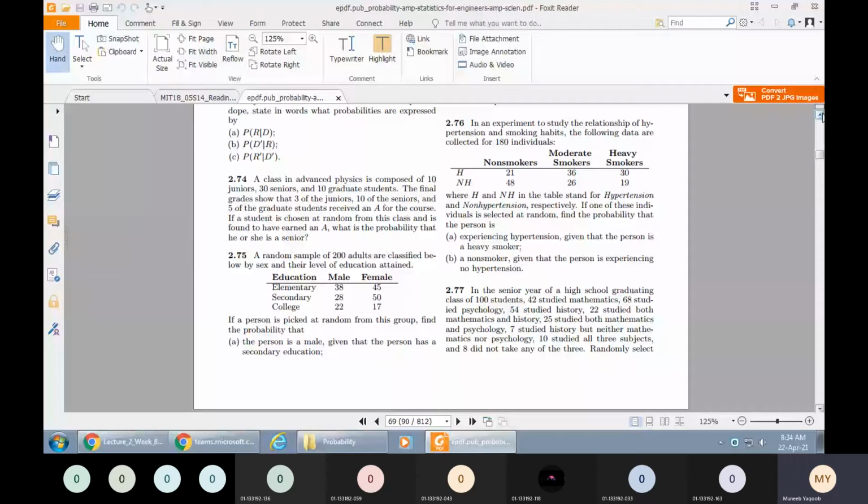They are saying that if a person is picked at random from this group, find the probability that the person is a male given that the person has a secondary education. So can anybody tell me whether it is the conditional probability M slash SE that we are to calculate, or the conditional probability SE slash M?